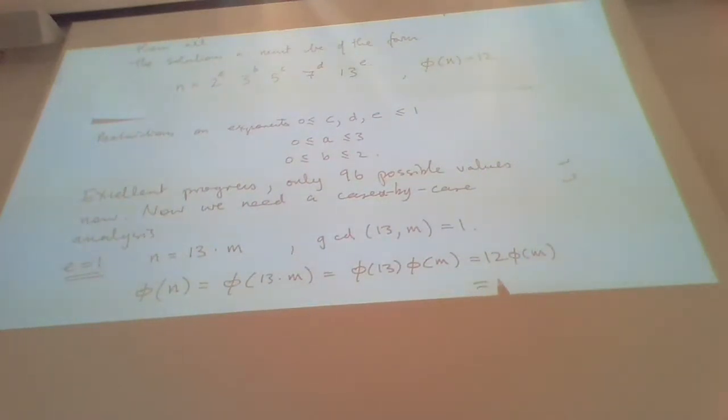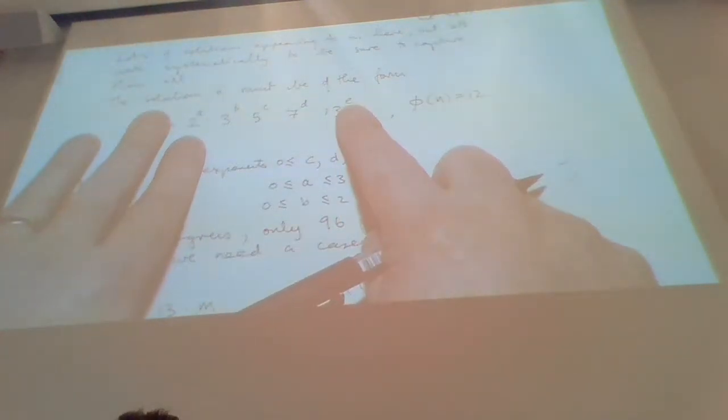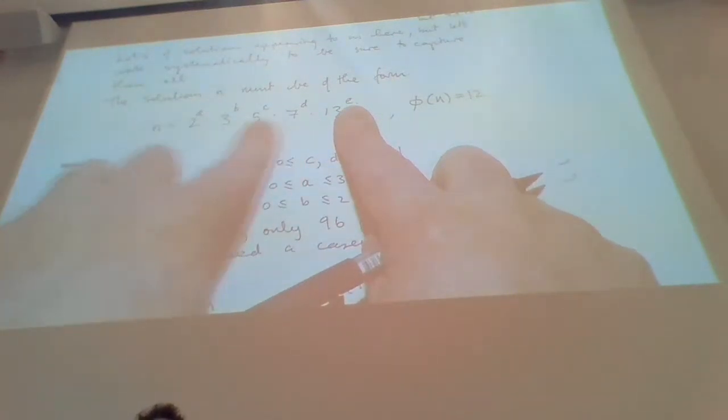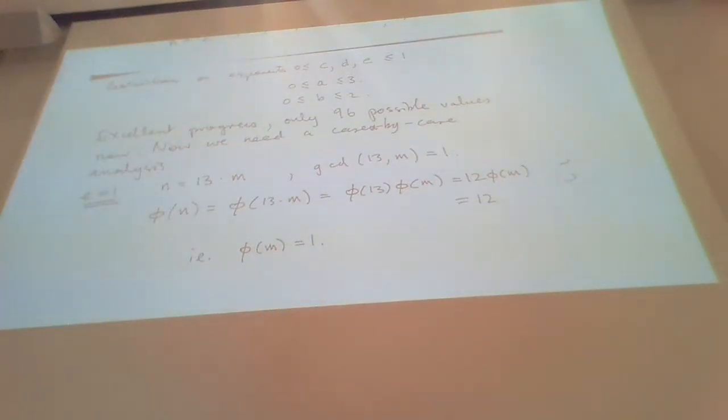which is equal to 12 times phi of m. But remember, this thing is supposed to be equal to 12. So now we know a lot about the m, i.e. phi of m is equal to 1. What does that tell us? So what we're trying to figure out here is, if the exponent on 13 was 1, what other possibilities are there? The other possibilities are bundled up in this m. And this m has to satisfy phi of m equal to 1. So which numbers have a phi value equal to 1?